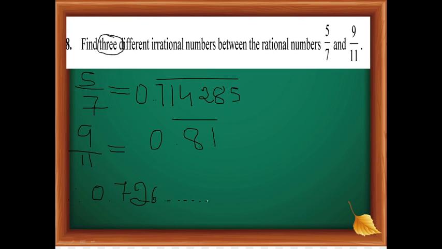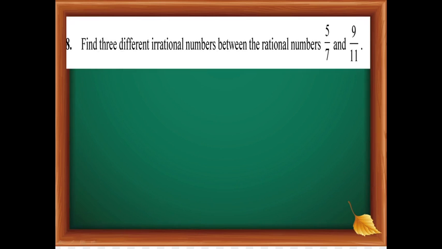0.726 dash you can write. Then 0.790701 dash you can write. Another example, that is 0.787 8 dash dash dash. These are the three different irrational numbers between the rational numbers 5 by 7 and 9 by 11.